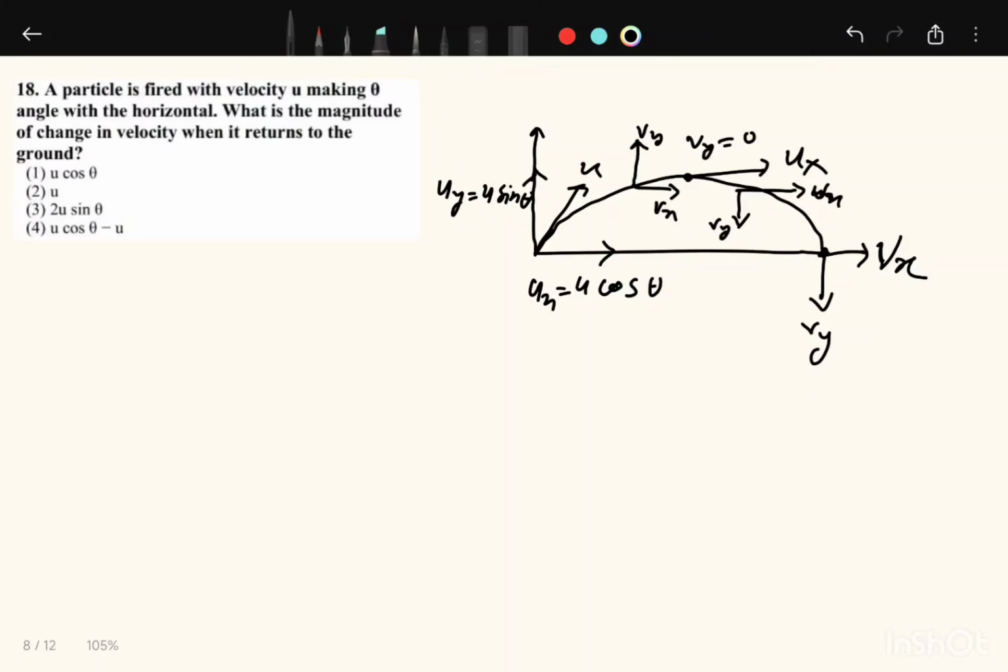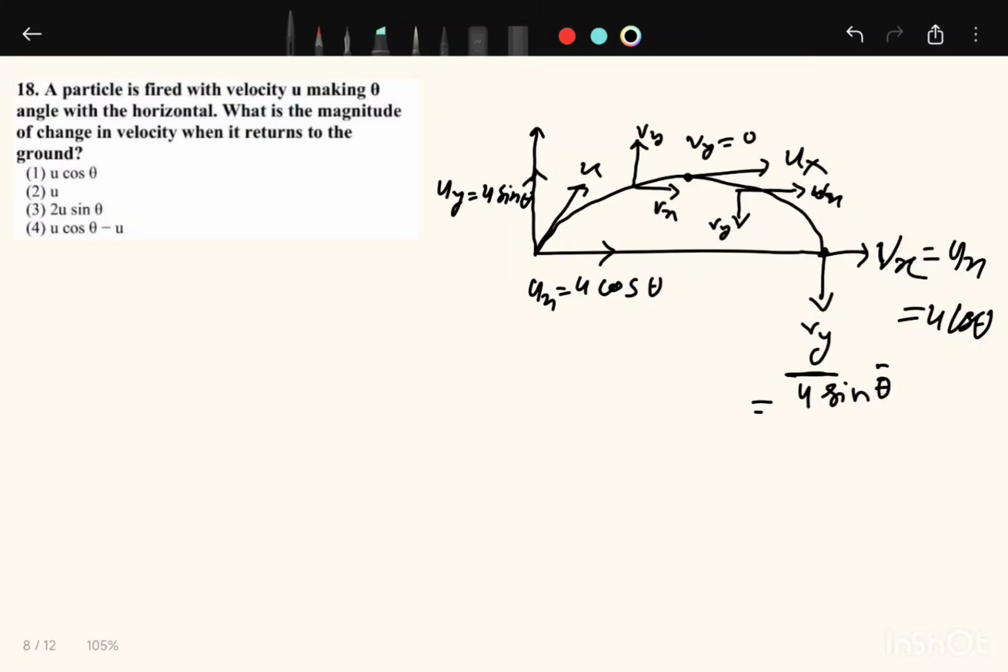Okay, so the only direction of y velocity is changing. So initially, what will be the vx value after, so it will be equal to ux only, right? It will be u cos theta, right? And what will be this velocity? This velocity will be u sin theta, right?